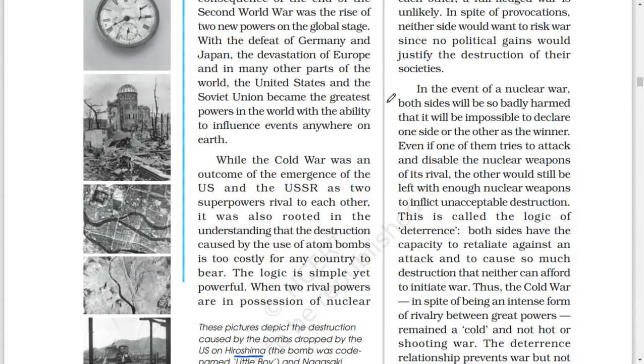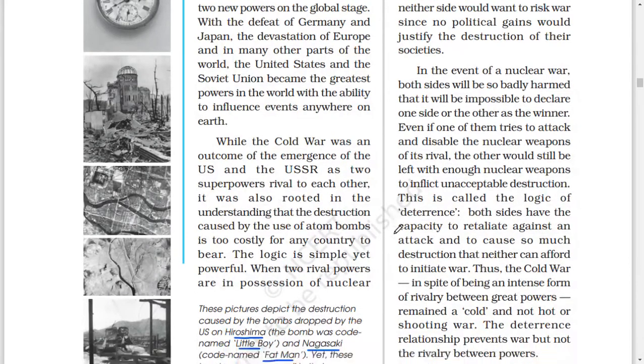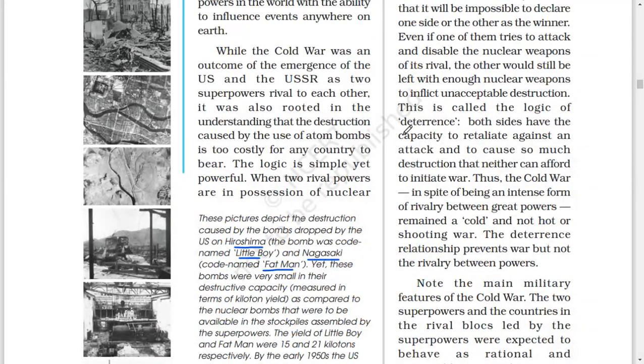In the event of a nuclear war, both sides will be so badly harmed that it will be impossible to declare one side or the other as the winner. Even if one of them tries to attack and disable the nuclear weapons of its rival, the other would still be left with enough nuclear weapons to inflict unacceptable destruction. This is called the logic of deterrence.